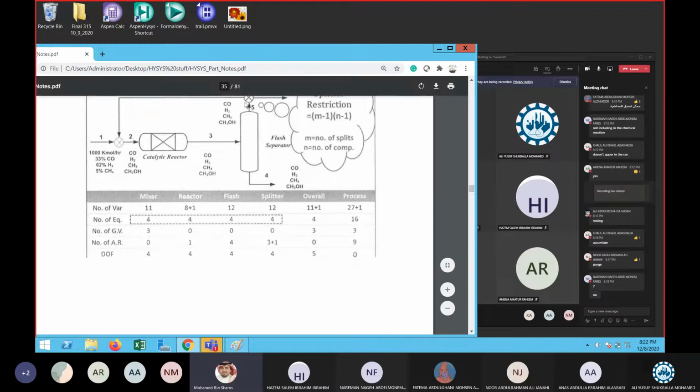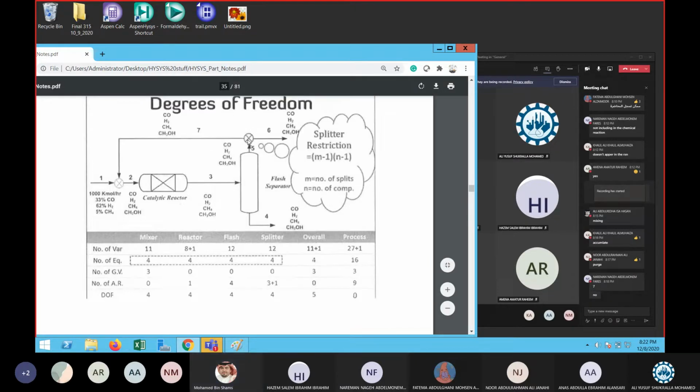Let's go to the splitter. Now for the splitter, Shabab, as you can see again, we have 12. We have 1 stream here, and then there are 2 branches of the splitter, and each stream or branch has 4 components, so we have 12. Again, we have 4 species, then we have 4. No given variable, it's a 0.